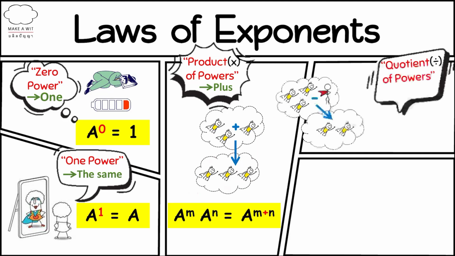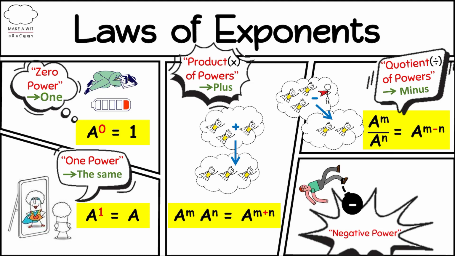Next, quotient of powers. So it will be minus. Okay, let's see here. So you minus the power together. See, a to the power of m over a to the power of n. That means same base, use division, right? So you will minus. But which one will be the first number? M or n? Very good. The top part, so it will be m. A to the power of m minus n.